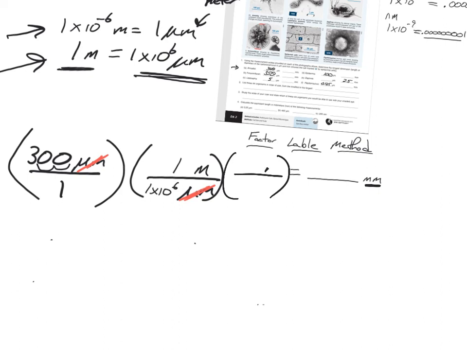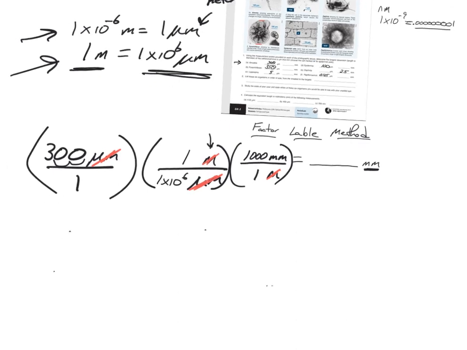We want millimeters. What do we need to cancel? Meters. How many millimeters in a meter? Milli means what? Thousand. So it's 1,000 millimeters in 1 meter. What happens to meters? They cancel. So now let's do the math. Now the math becomes real easy.